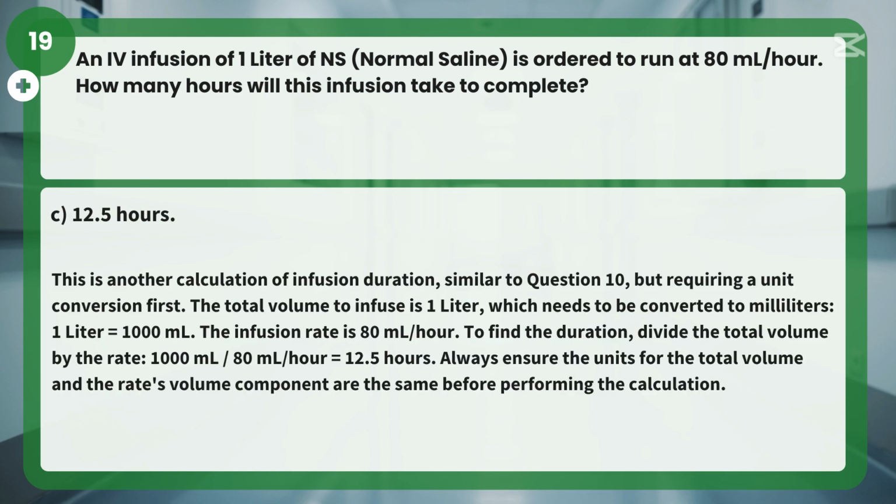Answer: C. 12.5 hours. This is another calculation of infusion duration, similar to question 10, but requiring a unit conversion first. The total volume to infuse is 1 liter, which needs to be converted to milliliters. 1 liter equals 1,000 milliliters. The infusion rate is 80 milliliters per hour. To find the duration, divide the total volume by the rate. 1,000 milliliters / 80 milliliters per hour equals 12.5 hours. Always ensure the units for the total volume and the rate's volume component are the same before performing the calculation.